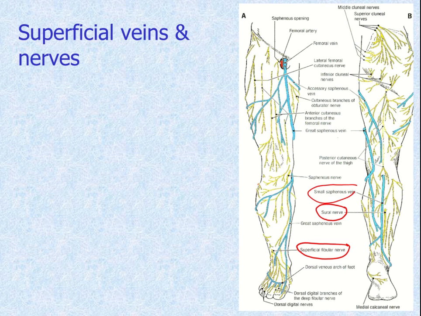Then there are some other nerves that you might have to remember, but for the moment we'll stop at this point with the nerves. Then the veins: just like the upper limb, there is a dorsal venous arch of the foot.